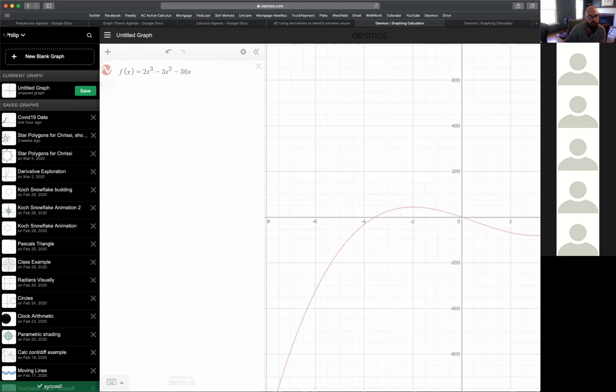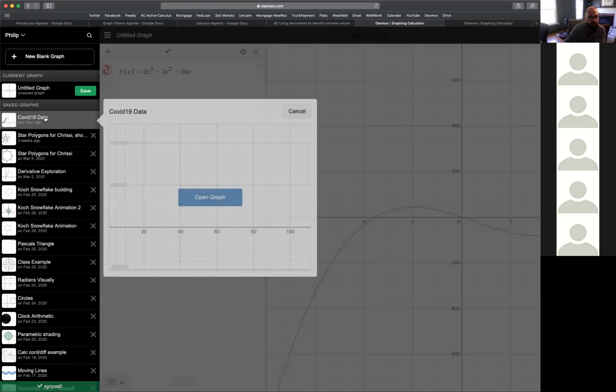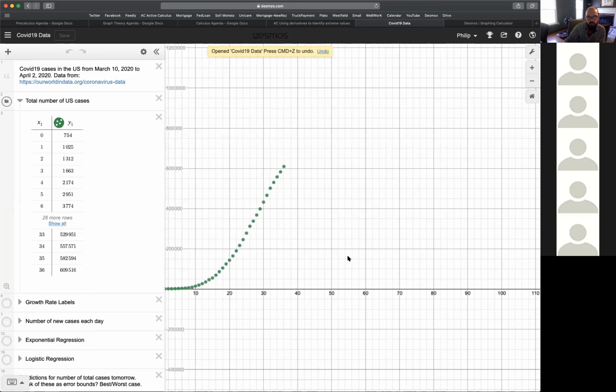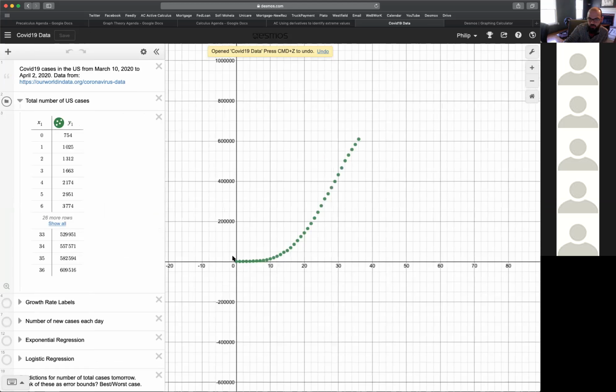Now, to highlight what we're going to be doing later, what I have here is some data from the pandemic. This is data from COVID-19 cases in the U.S. The data is from this website, which is from Oxford, and what I've been tracking for the last 36 days is the number of cases in the U.S. As of yesterday, it was at 609,000.